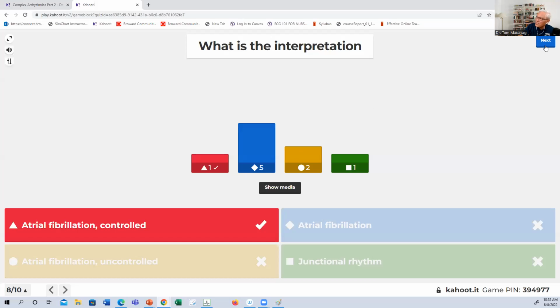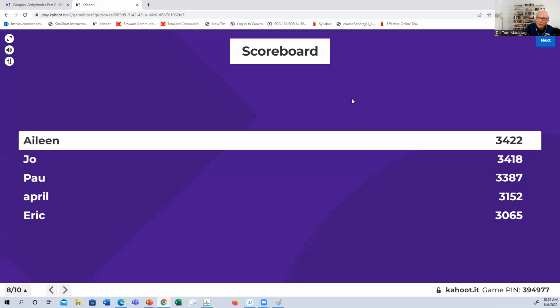Okay, so let's see. There's one of you who got this correctly, and a lot of you said atrial fib, which was also correct, but not complete. Eileen, congratulations.